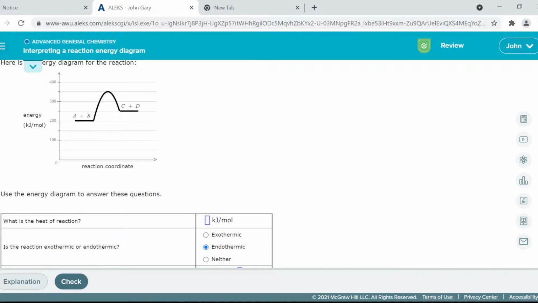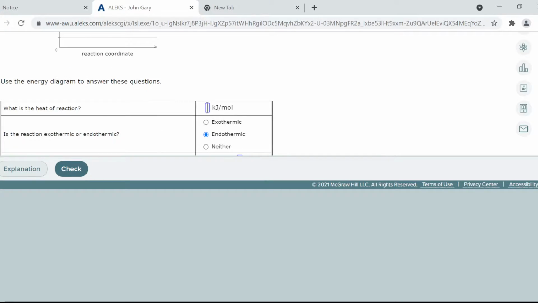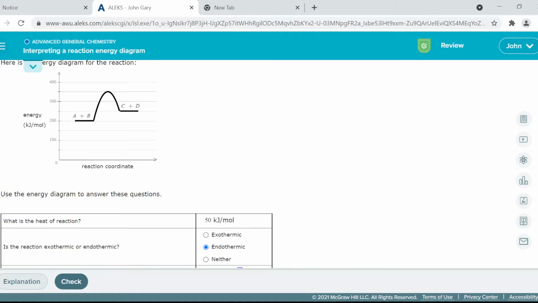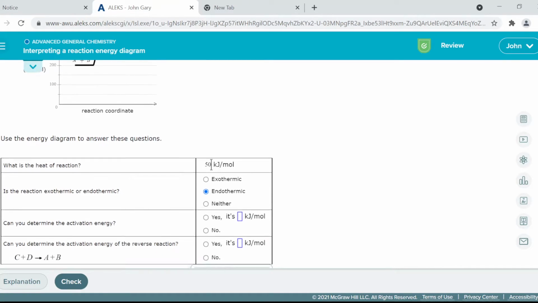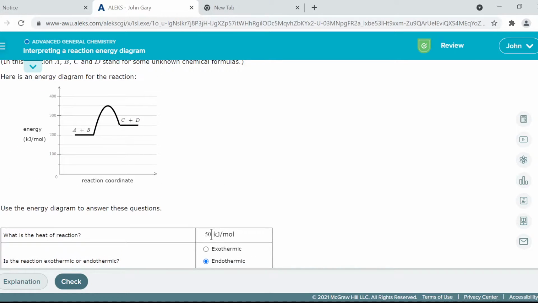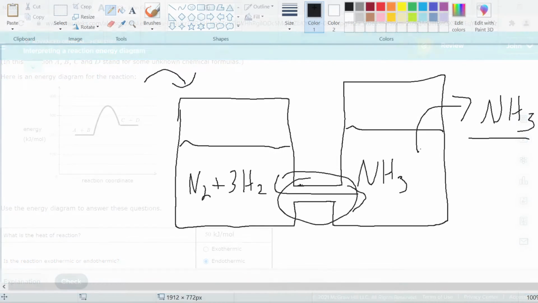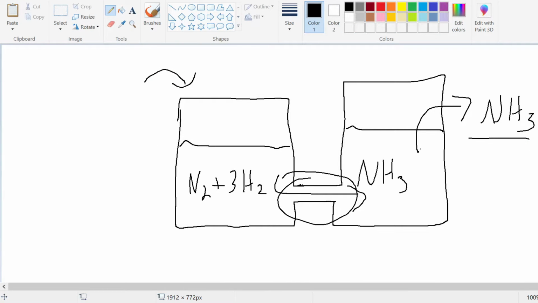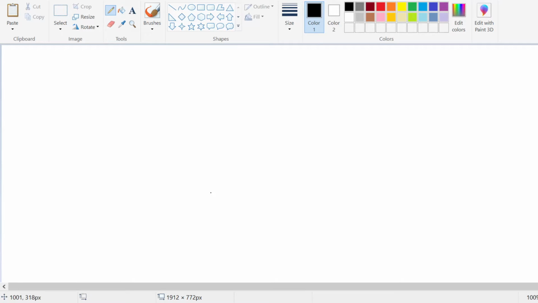And actually, I can tell exactly what the heat of the reaction is because it's the difference between A plus B and C plus D, which is 50 kilojoules. So let me type that in, 50. Next. Can you determine the activation energy? Yes, I can. The activation energy, let me pull up my pad real quick again. The activation energy is the difference. So this is my energy diagram. Activation energy will be the difference from here to here.